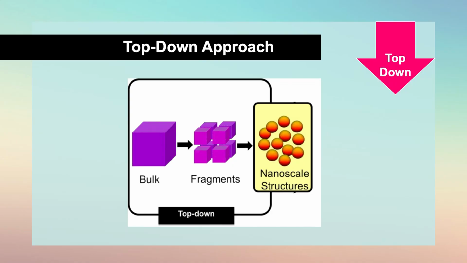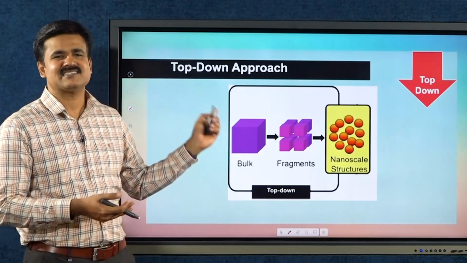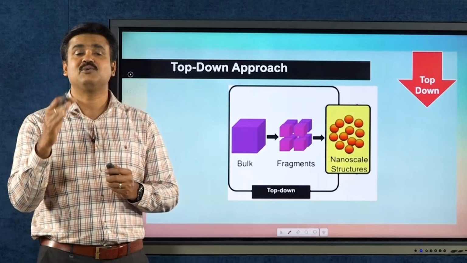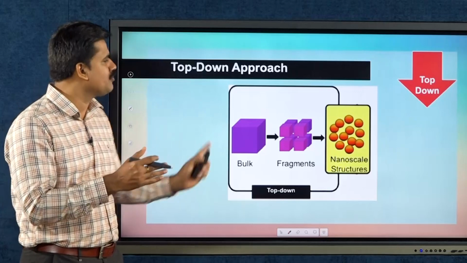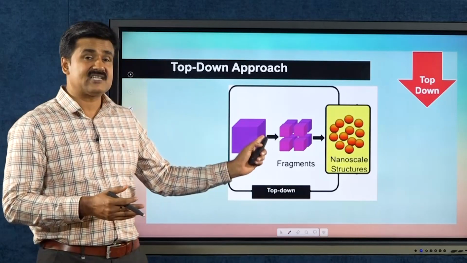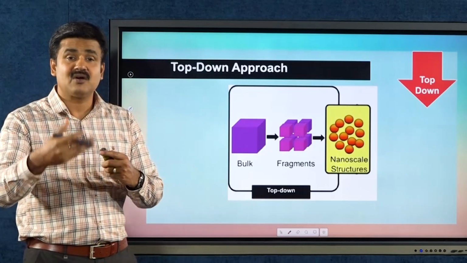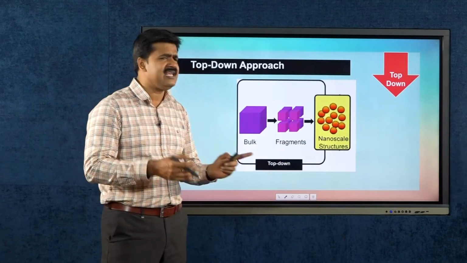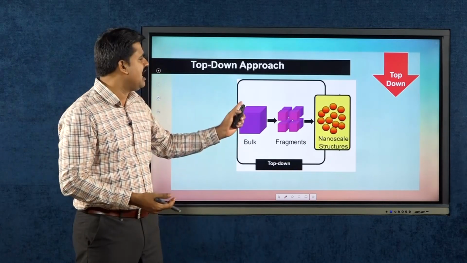Now, this is a pictorial illustration of the top-down approach. The left-hand side represents a bulk material, which appears as a rectangle. Here the x direction, y direction and z direction, all directions, are outside the nano regime. Hence, this can be considered a bulk material. It is first broken into small fragments which are still not nano, and those fragments are again broken into small-sized particles, that is, nanoscale structures. These fragments can be considered an intermediate stage between the bulk material and the small nanoparticles.